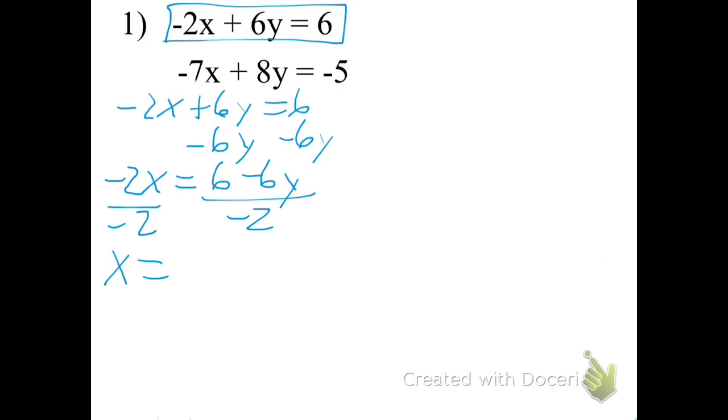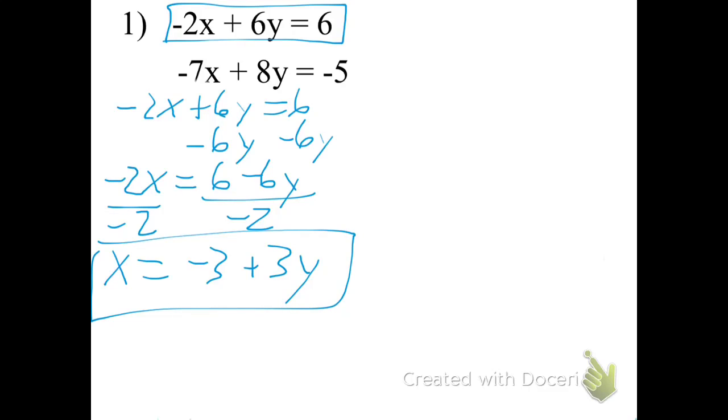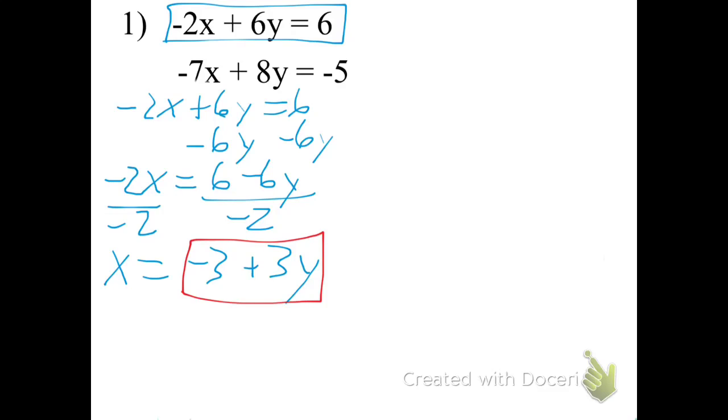So I got x equals 6 divided by -2, that's -3. And then you got -6 divided by -2, gives you positive 3y. So I got x equals -3 plus 3y. So even with all this work, we don't even have x yet. But now we can actually substitute it in. So I'm going to take this part here, the -3 plus 3y, and I'm going to put it in to this other equation for x.